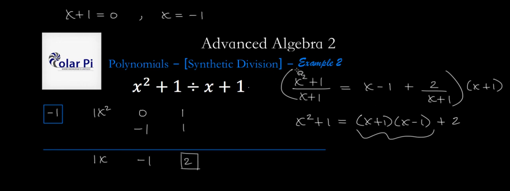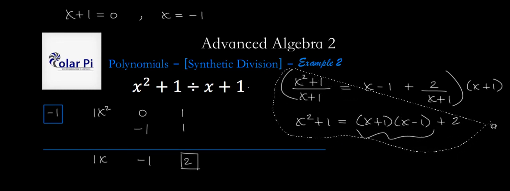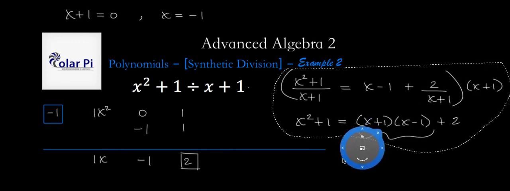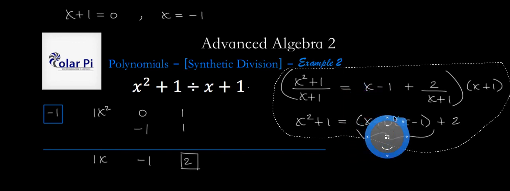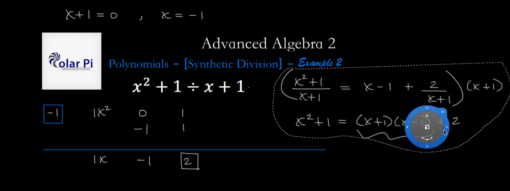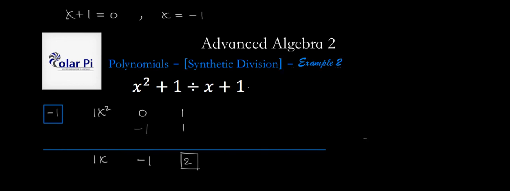Now, last thing is I'm going to show you another way that we can check that our answer was correct. And by our answer, I mean this answer here, x minus 1 plus 2 divided by x plus 1. So that answer is correct, and I'm going to show you another way why it's correct. Okay, and this is pretty clever, so it's worth your time. All right, so check this out.